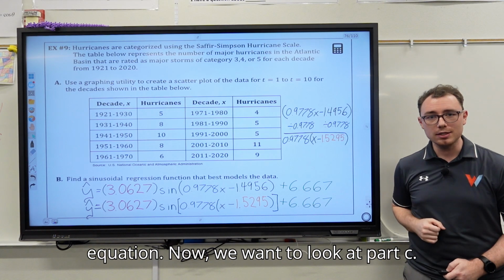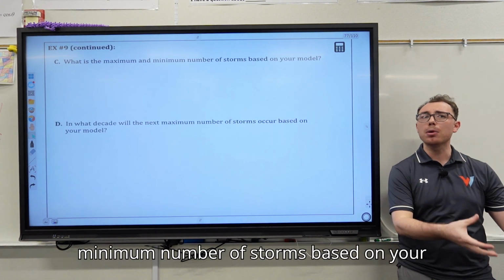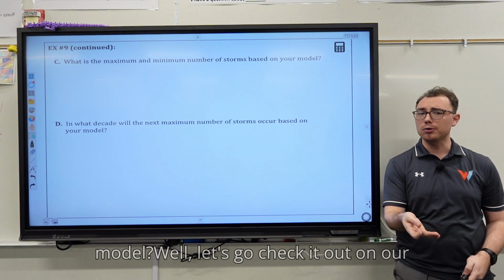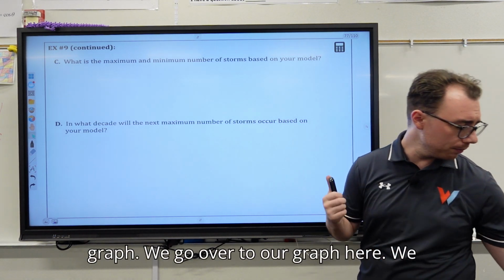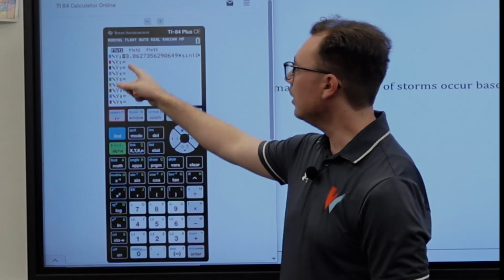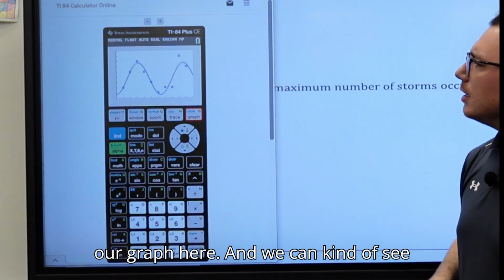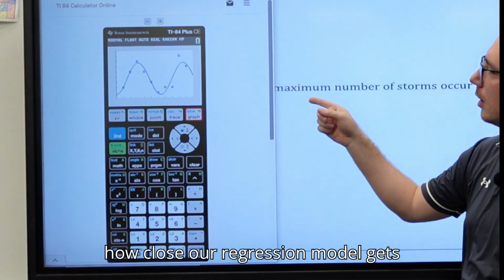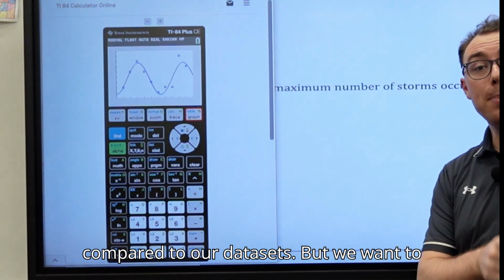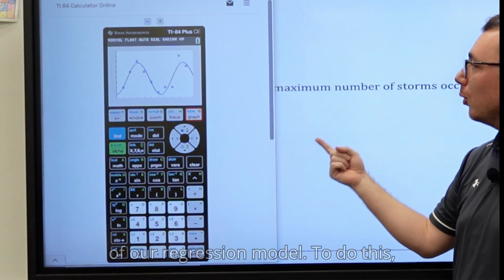Now we want to look at part C, where in part C, what is the maximum and minimum number of storms based on your model? Well, let's go check it out on our graph. We go over to our graph here. We now have that scatter plot and this y equals graph for us to plot onto our graph here. And we can kind of see how close our regression model gets compared to our data set. But we want to find that maximum and that minimum value of our regression model.